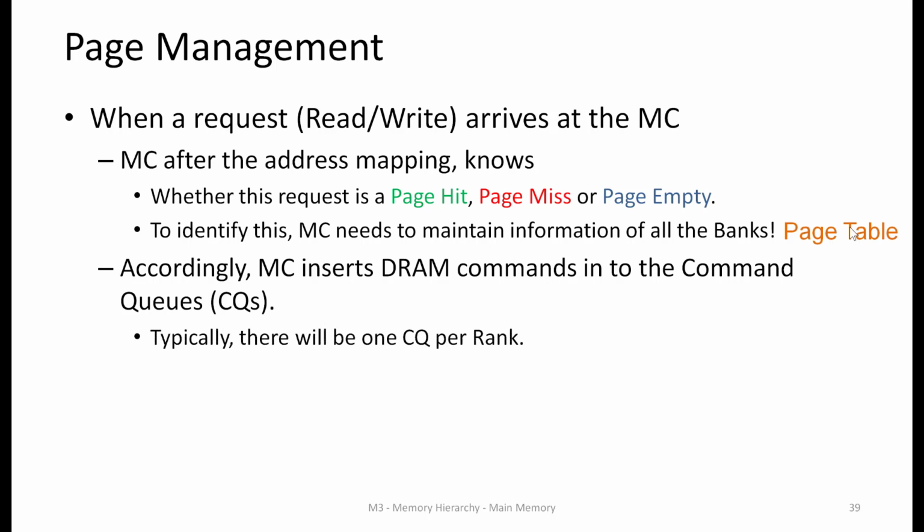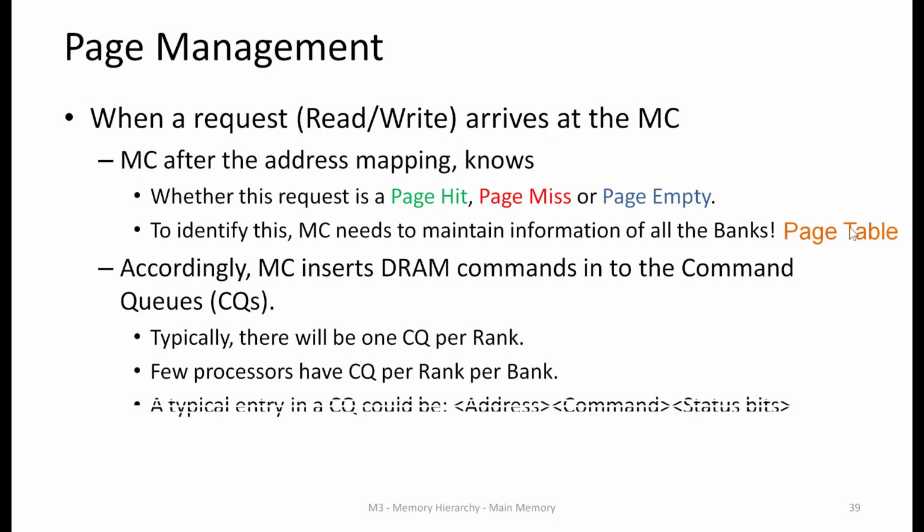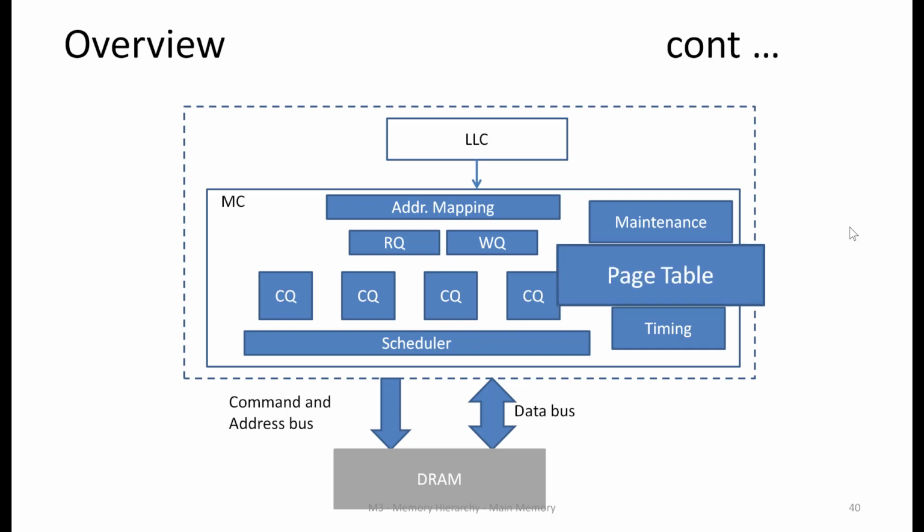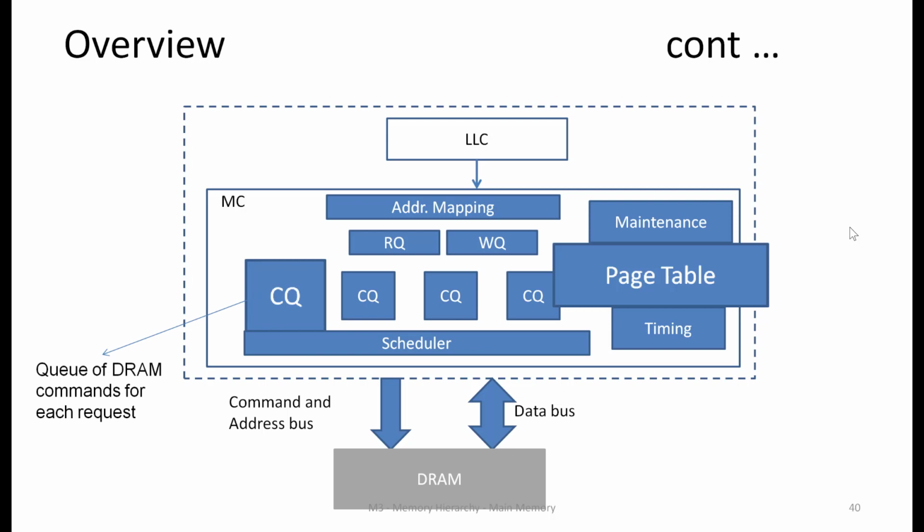Typically there will be one command queue per rank, but many modern processors have command queues maintained per rank per bank. It's based on the performance and area trade-off. A typical entry in the command queue would be the DRAM address followed by the command, ACT, CAS or PRE, and a few other status bits that can help in further scheduling. So that is the page table part in this block diagram, and the command queue. The command queue is a queue of DRAM commands for each request, and we can have multiple such command queues.